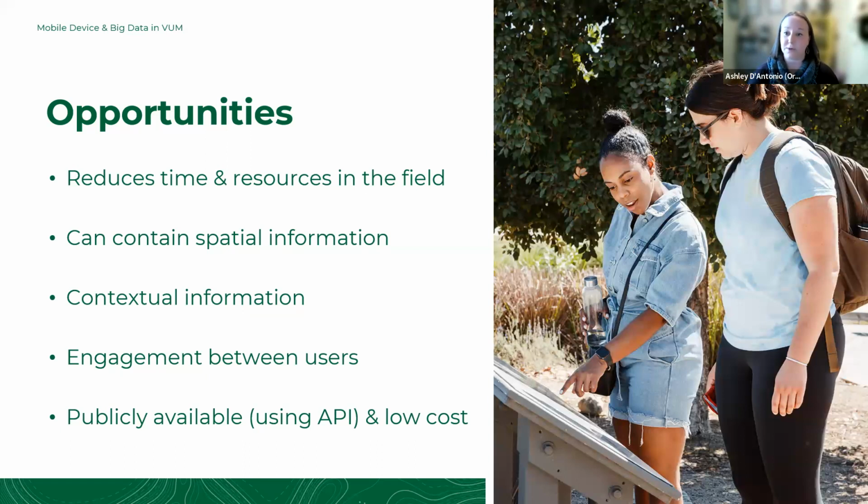Often with social media posts, whether it be X, formerly known as Twitter, where people are having a dialogue, or Instagram, where folks are posting a photo and adding a caption, there can also be some contextual information that can give us a little bit of info about how people perceive their experience or why they might be drawn to a particular place and taking that photo. There can also be engagement between users.